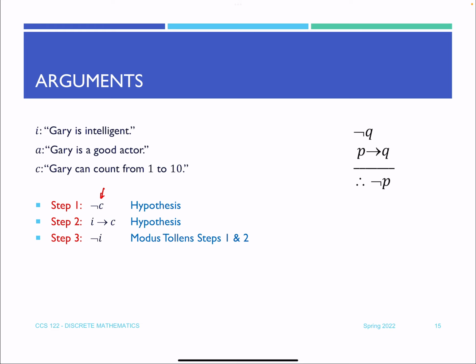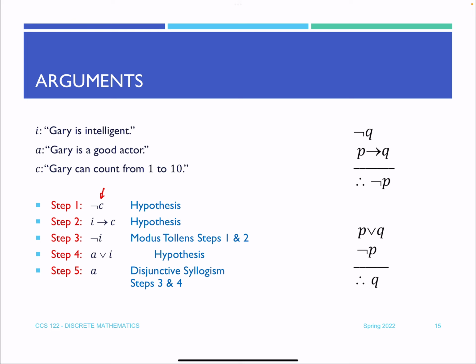We also know that either Gary is a good actor or Gary is intelligent. So A or I. Because I is clearly not true, therefore A must be true. This is called disjunctive syllogism, combining the information in steps 3 and 4. The conclusion is, therefore, that Gary is a good actor because he can't count, and one of the two had to be true. That's a short version of it.